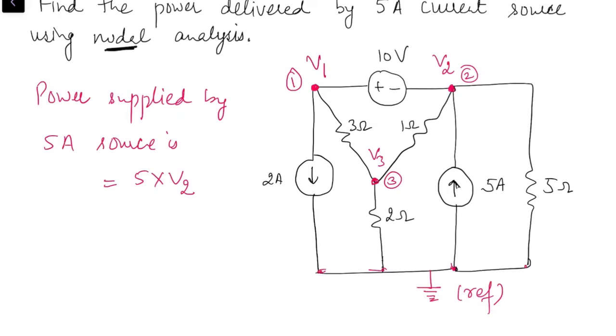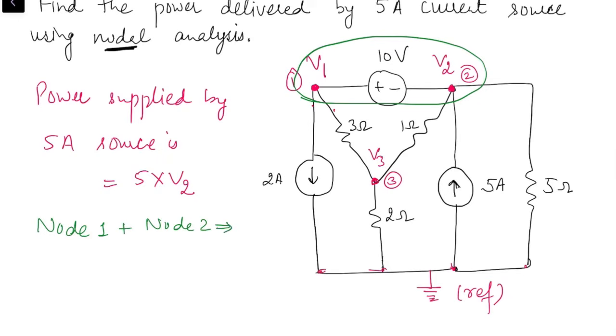When we apply KCL to node 1, we can write the current in this branch, the current in this branch, but we have a problem finding the current in the branch where we have the 10 volt source. Again the problem is the same, we don't know the resistance of this branch. Same problem with node 2. So we need to combine these two nodes together to make a supernode. So node 1 and node 2 are combined to form a supernode, and then we apply KCL at the supernode.